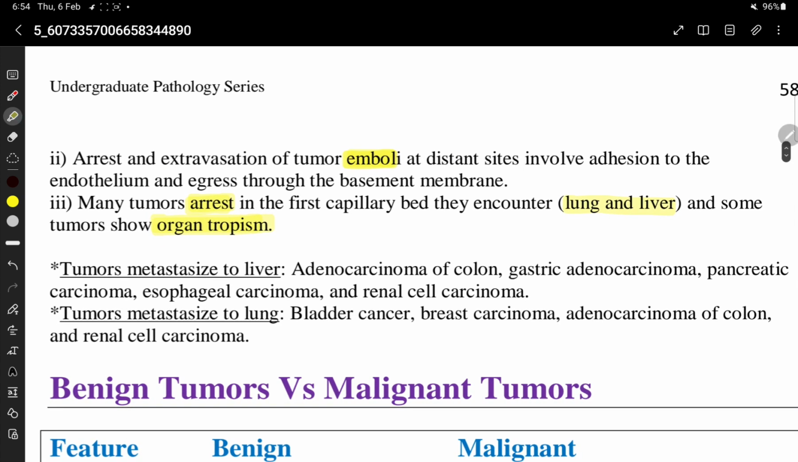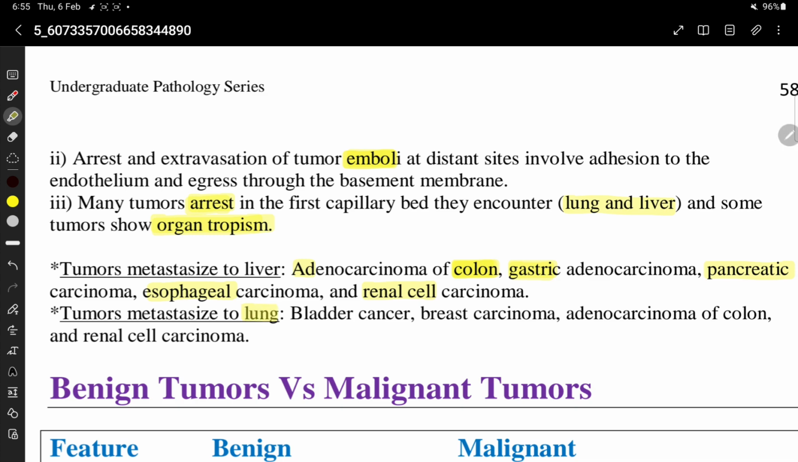Tumors that metastasize to the liver are adenocarcinoma of colon, gastric adenocarcinoma, pancreatic carcinoma, esophageal carcinoma, and renal cell carcinoma.